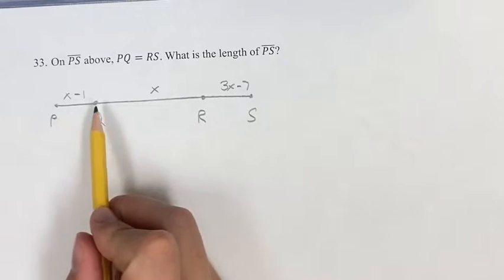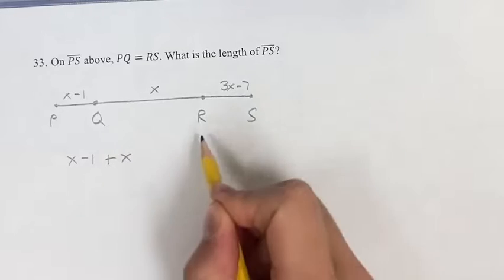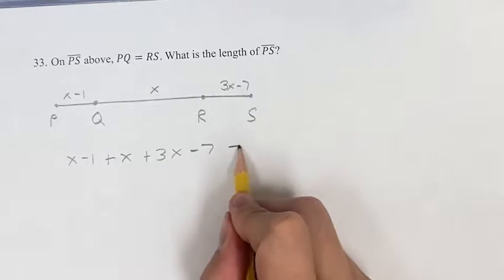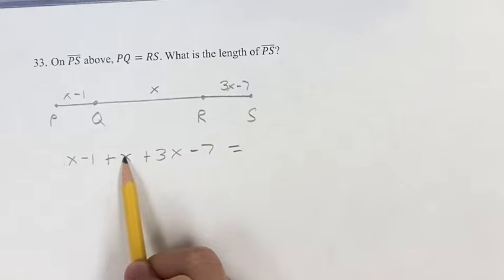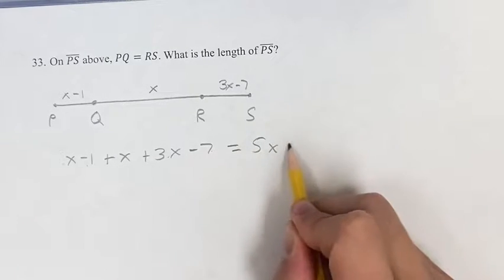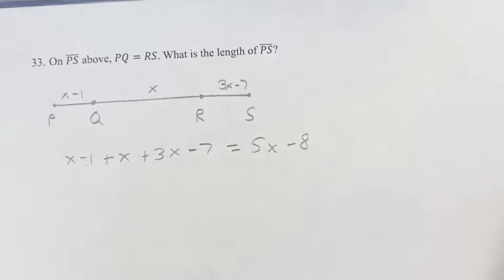So it's going to be this segment, which is x minus 1, plus the middle segment, so plus x, and then plus this last segment, so plus 3x minus 7. Combining like terms, you have 1x plus another x is 2x, plus 3 more is 5x, minus 1 minus 7 is minus 8. So now we just have to find x and we'll have our answer.